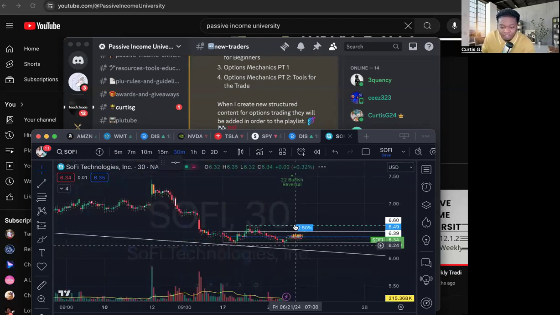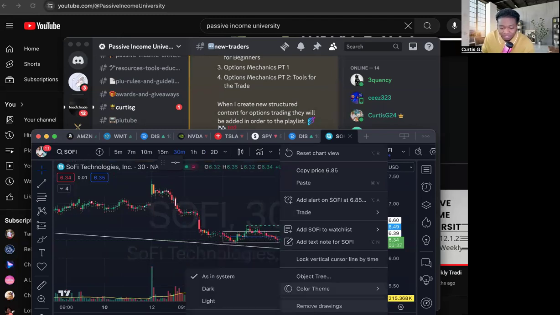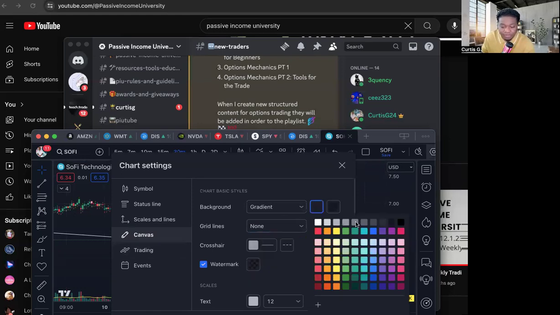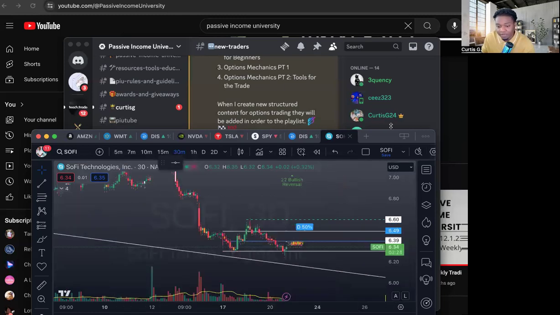We've got to clean up this chart. I don't like the way this looks. Head over to these settings. Let's go to the canvas. We don't want the grid lines. Let's change some of this gradient a little bit. We'll put this here. All right, now there we go. Now it looks the way I want it to look.